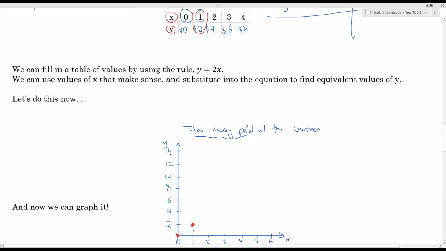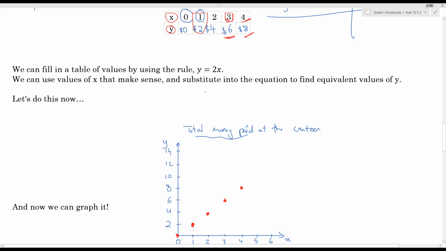When x is 2, y is 4, and I put a dot there. When x is 3, y is 6, and I put a dot there as well. When x is 4, y is 8, and I put a dot there.